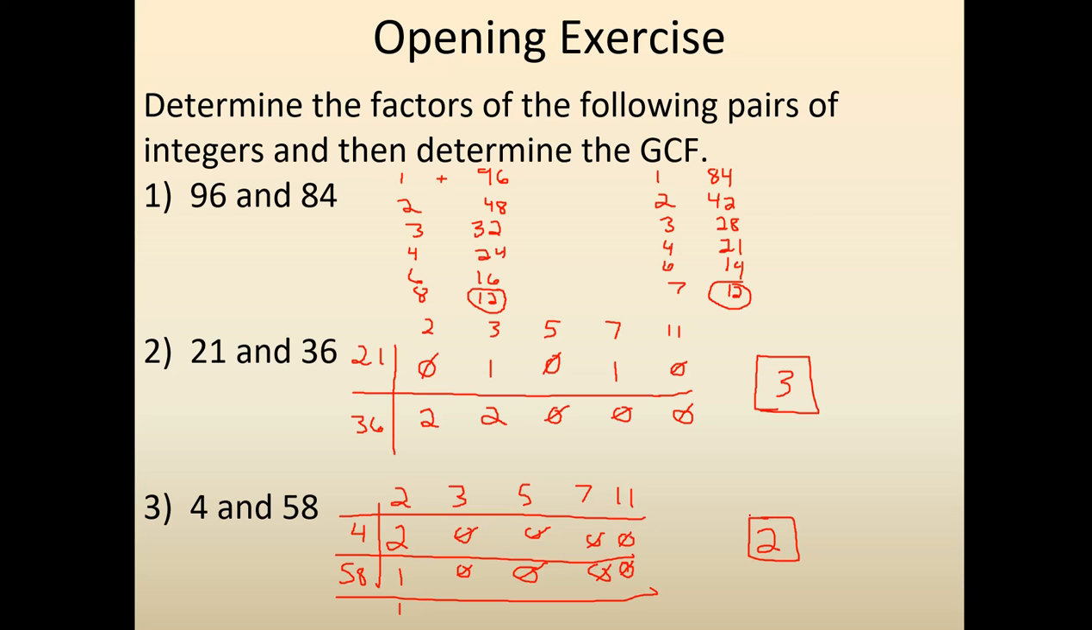Again, you could have done what we did for choice 1, where you just write down all the factors: 1 and 4, 2 and 2, and then this would have been 1 and 58, 2 and I believe it was 29. Yeah, 29, which should be a prime number. So the biggest number that they share is 2.